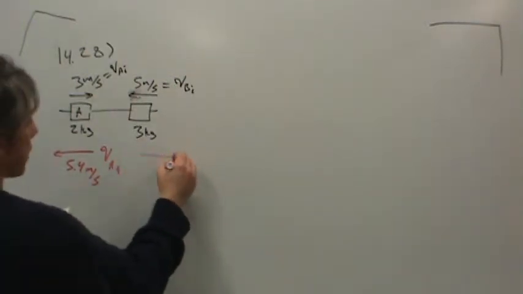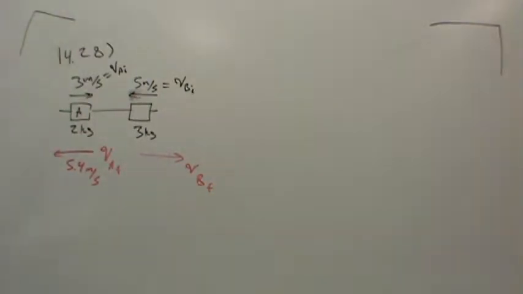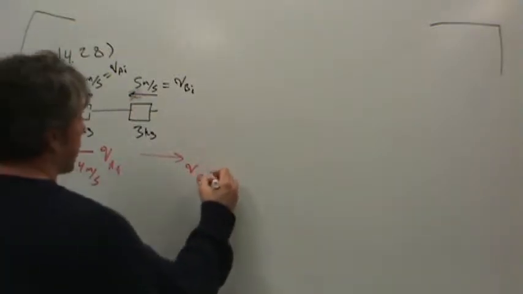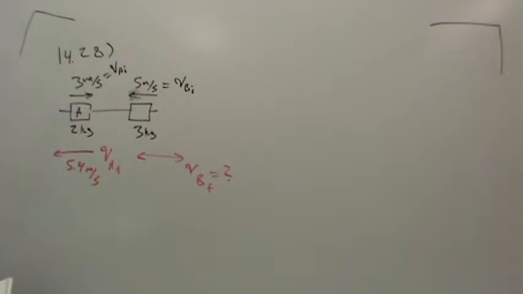Now, I don't know the direction. I'm not 100% convinced that B is going to be moving to the right, but I'm going to go ahead and draw it in that direction just to show this is one of the things that I'm looking for. So I guess what I could do is put a double-headed arrow on that. But we're also supposed to find the coefficient of restitution between the two.